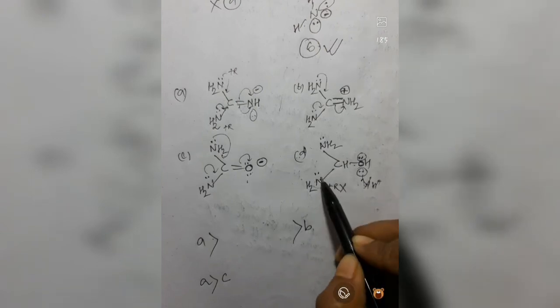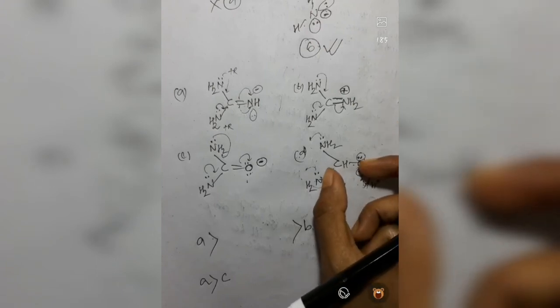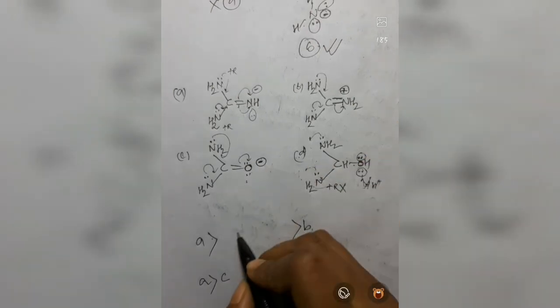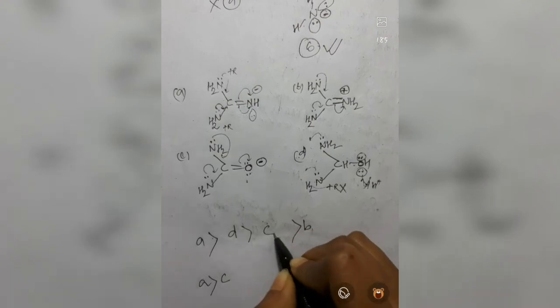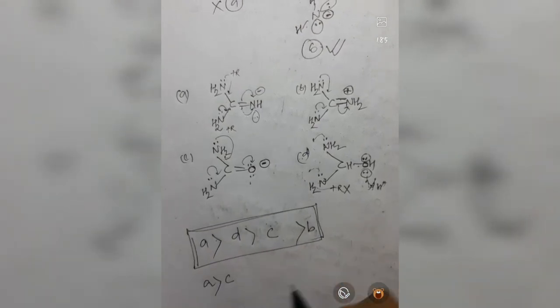There are two nitrogens, so the possibility of donation of electrons by these two nitrogens is greater. That means D is more basic than C, and B is least basic. So this is the order of basicity for the question that is given. Now if you look at the question, the correct answer will be option A.